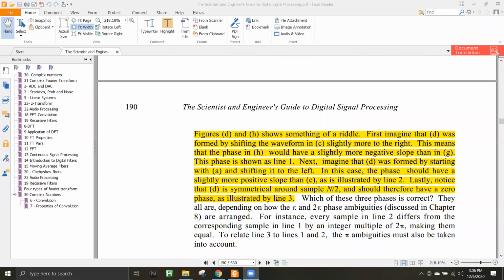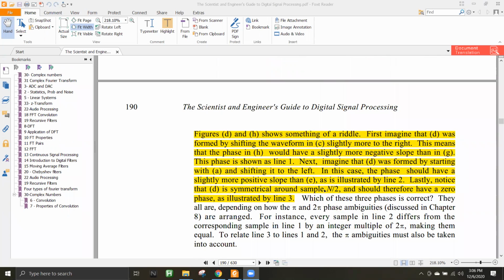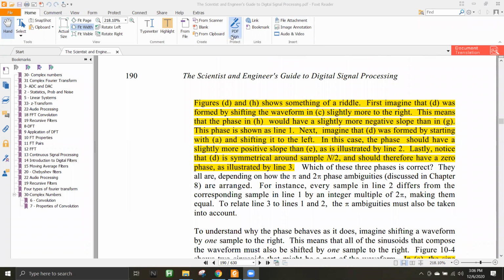Another question is, which phase is actually correct? If you think about this question, the answer is that they are all correct, depending on how the pi and 2 pi phase ambiguities are arranged. Since pi and 2 pi are all basically the same, any integer multiple of pi will be the same phase.